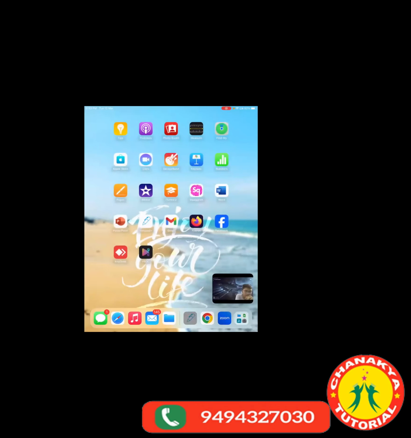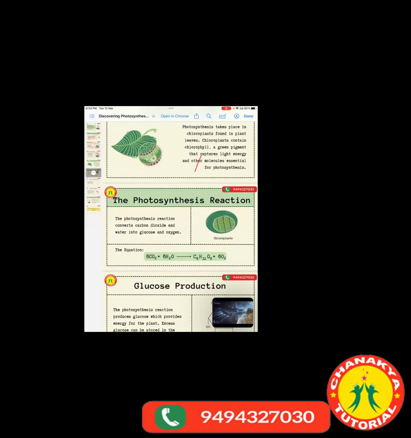So at the lower epidermis, what happens? The exchange of gases takes place at a higher rate. At the lower epidermis, the exchange of gases will be at the higher rate. So that is the reason they are present mostly in the lower epidermis.